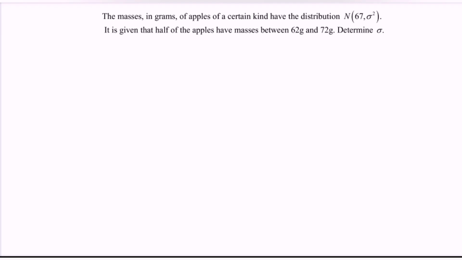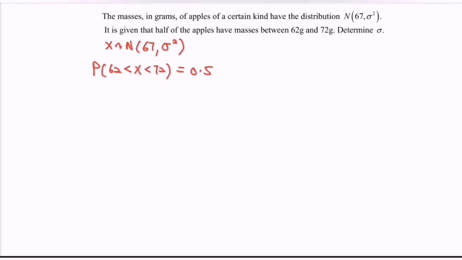Continue. The masses in gram of apples of a certain kind have a normal distribution with 67 for the mean, and we have the variance. It is given that half of the apples have masses between 62 gram and 72 gram. Determine the standard deviation. Here they mention that the probability that x is greater than 62 and less than 72 equals 0.5, because they said half.